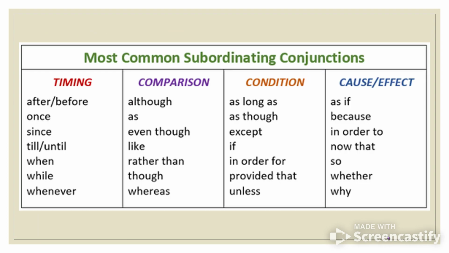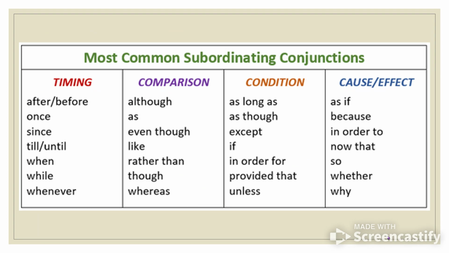Now these are the most common subordinating conjunctions which are used in our daily language. The words that come under the category of timing are after, before, once, since, till, until, when, while, whenever. The next are the words which are used to show some kind of comparison, which are although, as, even though, like, rather than, though, whereas.